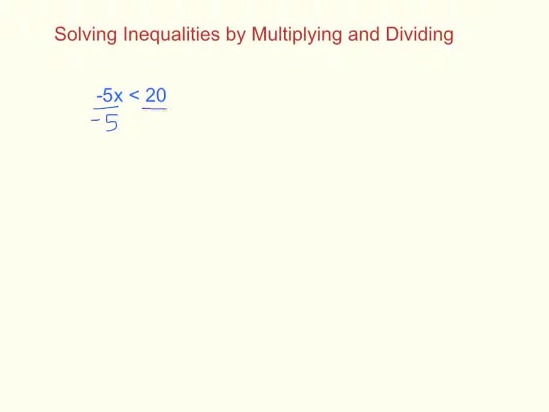on both sides. And just like before, the negative 5 divided by negative 5 is 1. 1 times x is x. 20 divided by a negative 5 is negative 4. But here's where things are different. It was less than, but when you divide or multiply by a negative with inequalities, then you have to switch the inequality and reverse the sign. So since it was less than, now it's greater than.